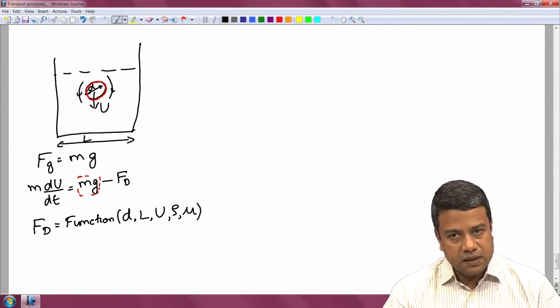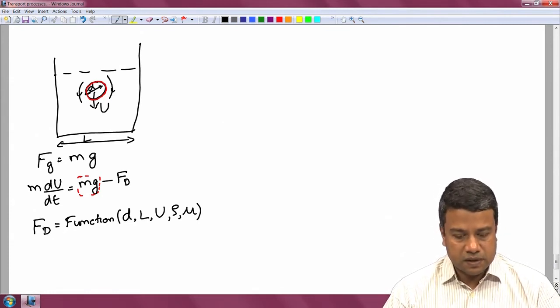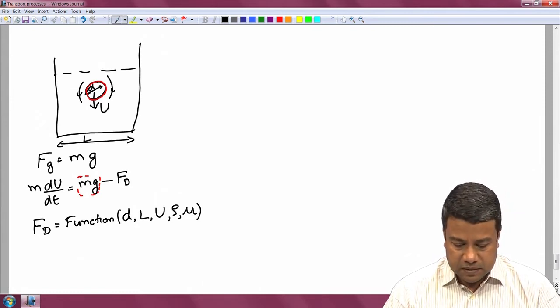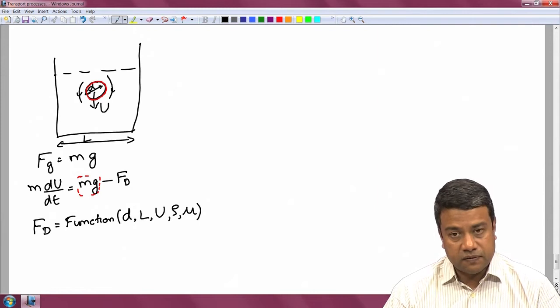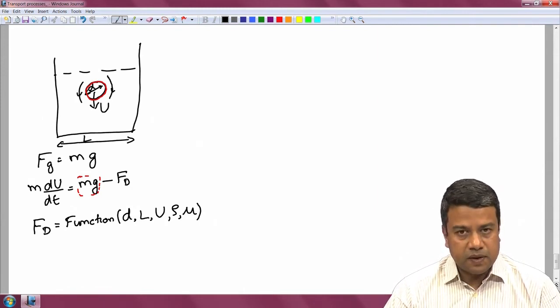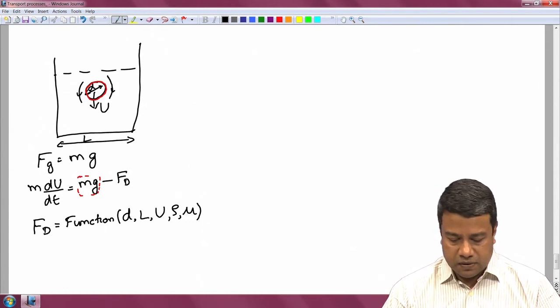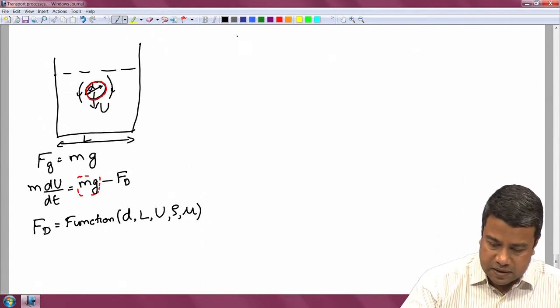There is of course the dependent dimensional group, the drag force, and then there are the independent dimensional groups. I have 1, 2, 3, 4, 5 of them. The diameter of the particle, the dimension of the tank, the velocity, the density and the viscosity. So, let us list out all of these and look at what are the dimensions in these.